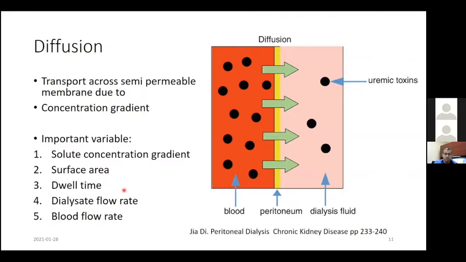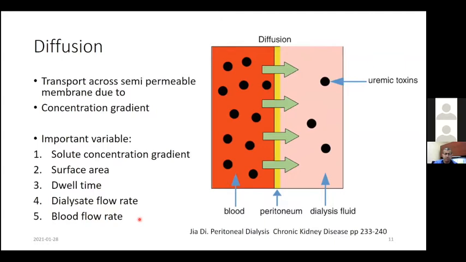Then you have dialysate flow rate. The dialysate flow rate is the same principle as what we use for hemodialysis. If you are not able to replenish this dialysate, then obviously the diffusion will not happen. The last thing, which cannot be changed, is the blood flow rate. Rest all, like the solute concentration gradient, the surface area, the dwell time, and dialysate flow rate, can change. Sometimes blood flow rate can also change.